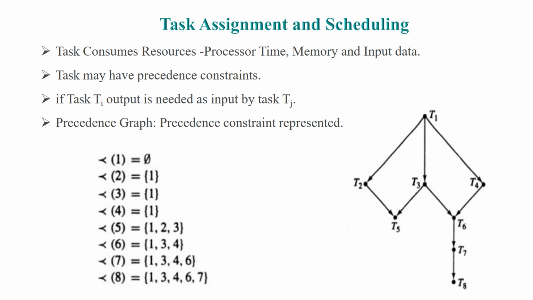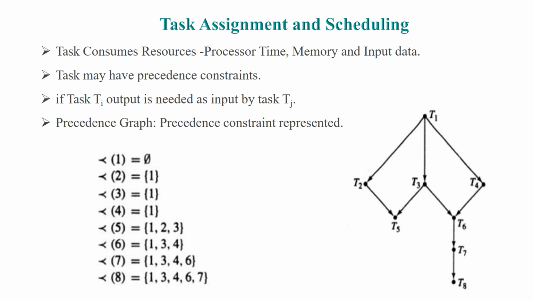So a task may have precedence constraints. What are precedence constraints? Here, the output of task Ti is needed as input by task Tj. Let us consider the precedence graph here. For T1 there is no constraint, but T2 has to wait for the T1 output, and similarly T3 waits for the T1 output. T5 has to wait for T2 and T3, and similarly T4 has to wait for T1.